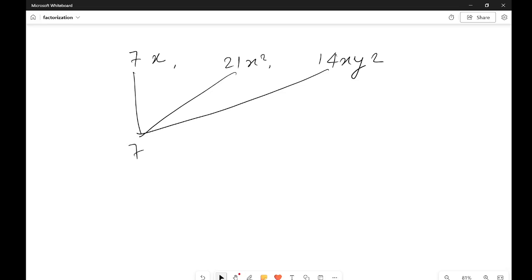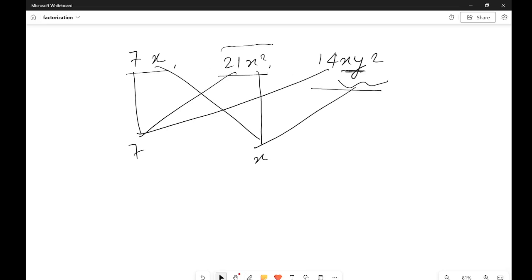Now comes the variable part. So x, x square, and here your expression is not just x, it's xy square. What is something which you can divide x, x square and xy square by? Since y is only in one expression, y cannot be common. The very first thing is x is available in all three expressions. However, x square is only available in the second one, so that cannot be common. So the answer here is x. So the common between 7x, 21x square and 14xy square is 7x.